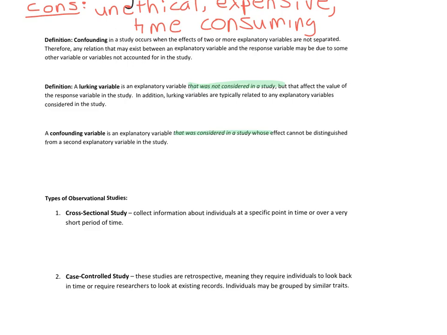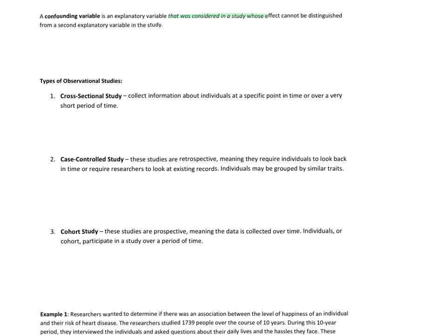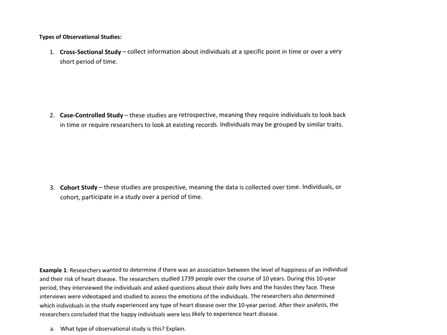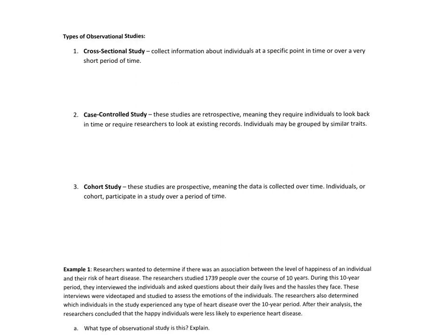But for now, let's look at some more definitions. Again, we're focusing on the types of observational studies, and the types have to do with the present, past, and future. So a cross-sectional study, we can write these before we actually look at the definitions. This is a present-day study. Case-controlled studies or retro studies have to deal with the past, and then cohort studies deal with the future.